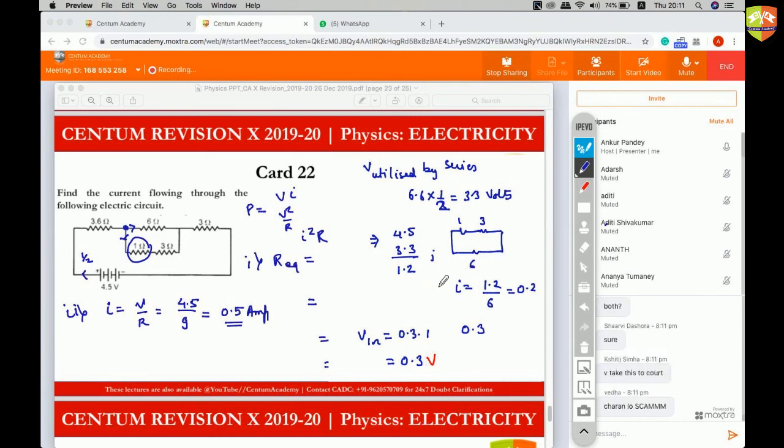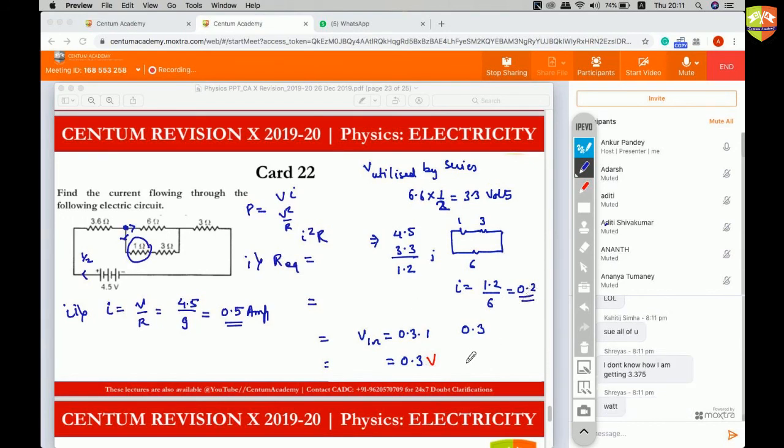Next card. Calculate the resistance of a 1 kilometer long copper wire of radius 1 millimeter. This is pure calculation. Do it. I am not doing it. Pure calculation.